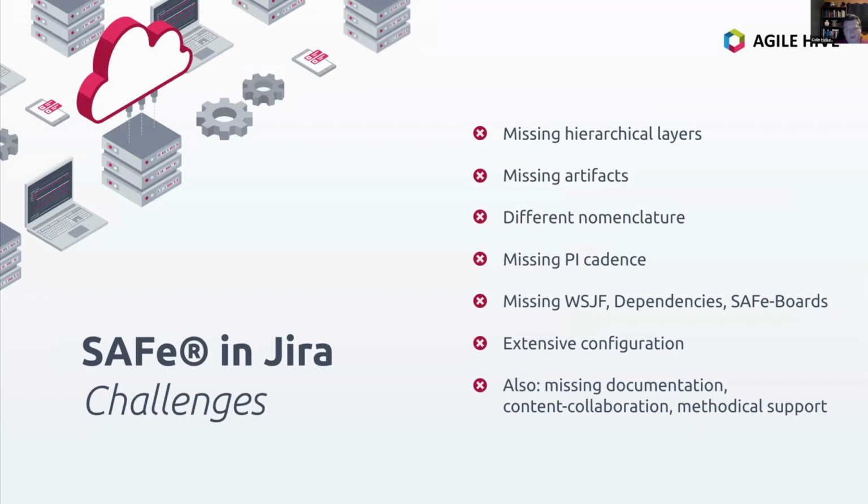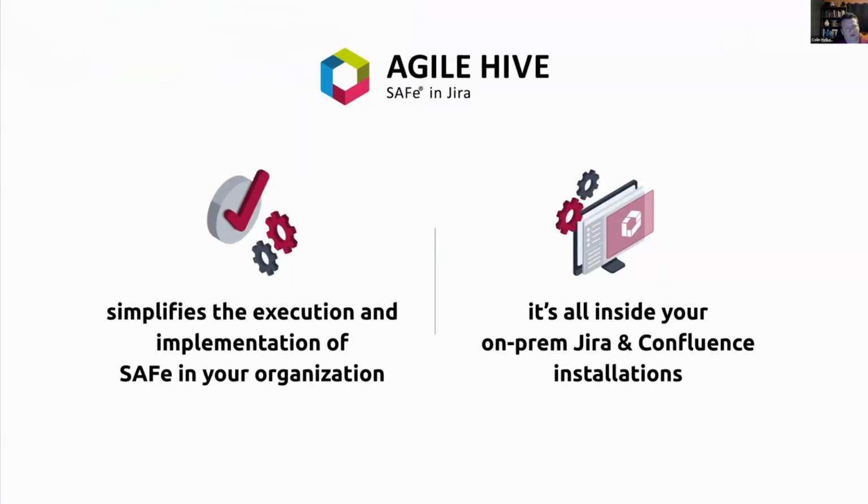And to note, you can probably get a myriad of marketplace apps that could fix these problems or develop your own custom solutions. But that would take extensive configuration, probably take a lot of time. And that's where Agile Hive comes in. Also to note, if you're using Confluence, there's missing documentation and content collaboration that could be very useful, which Agile Hive can support.